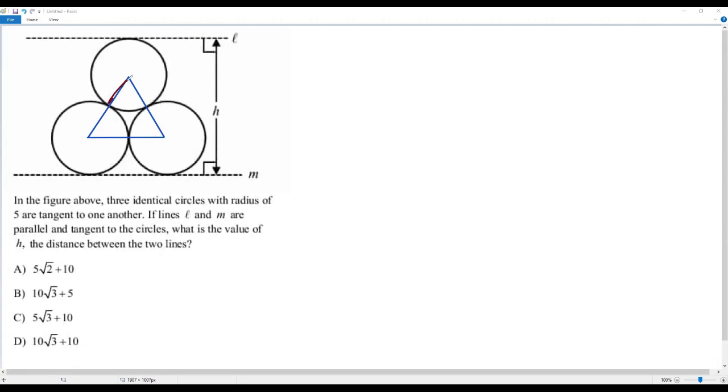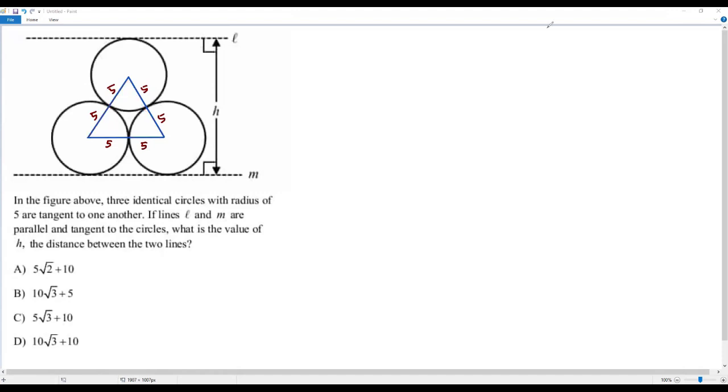Here we know that this is the radius of the circle, and all the three circles are identical circles with radius of 5 units. So the length of this part is 5 and the length of this part is 5. Then the length of this side of the triangle is 10, and the same thing we have over here. Actually, here we get an equilateral triangle with the side length of 10 units.